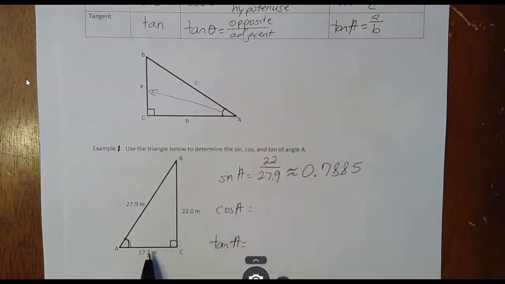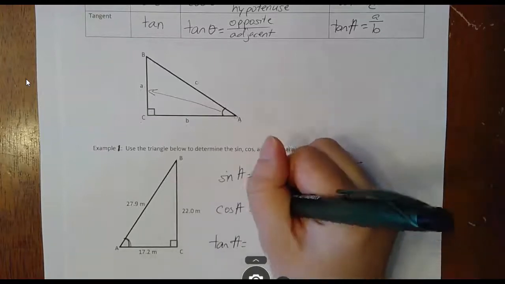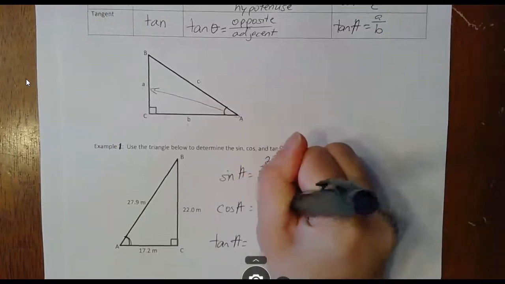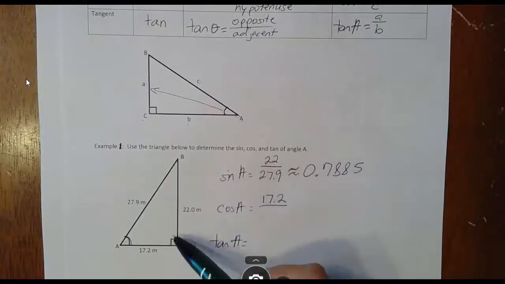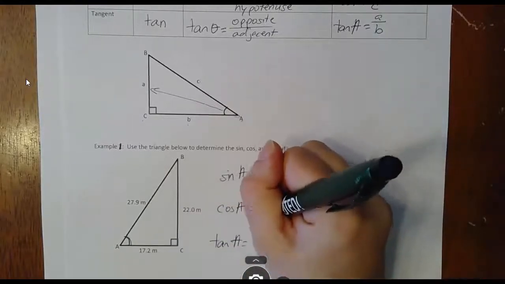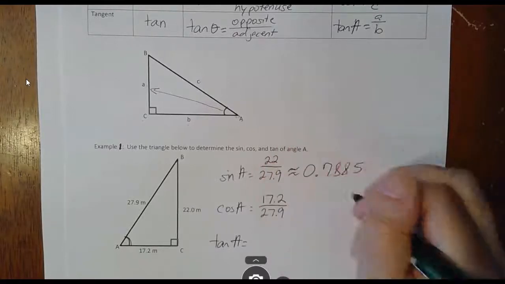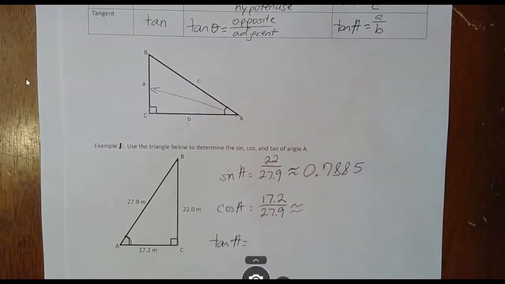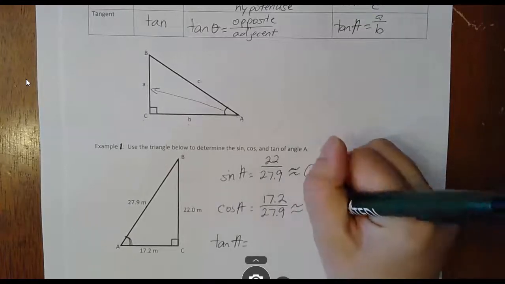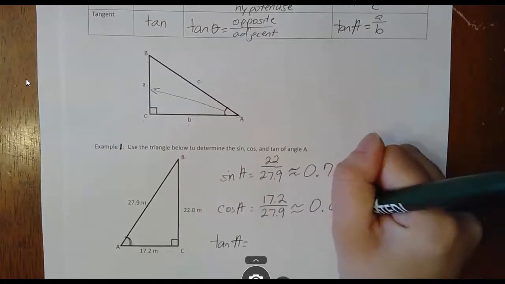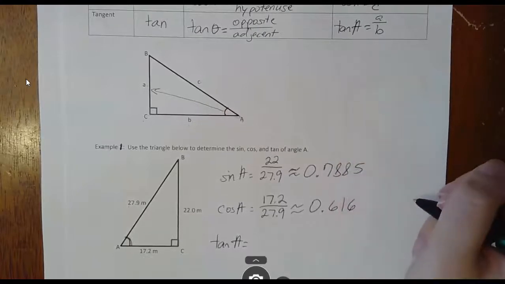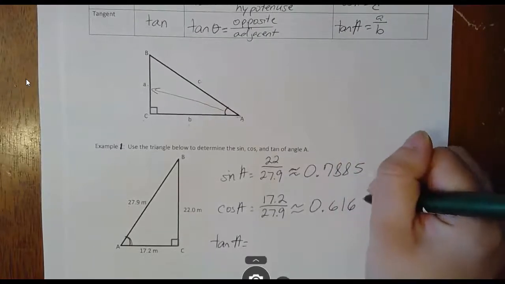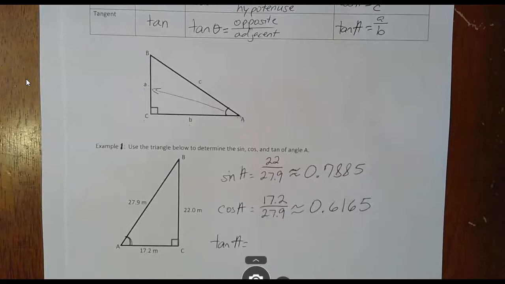Cosine of A. Cosine is adjacent over hypotenuse. The adjacent side is the one next to it, 17.2 meters, and the hypotenuse is still the one across from the right angle, 27.9 meters. So 17.2 divided by 27.9 is approximately 0.61648. That 8 is going to make it round up, so 0.6165.